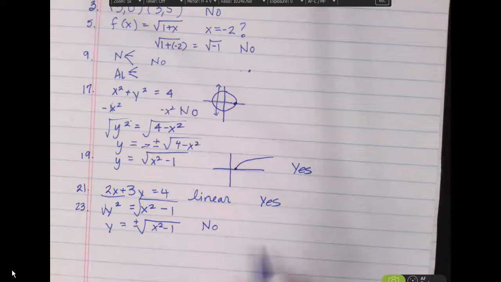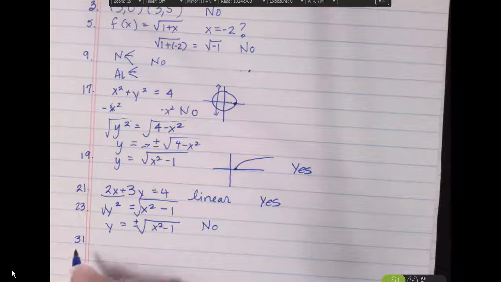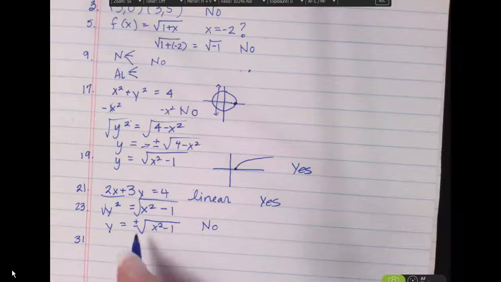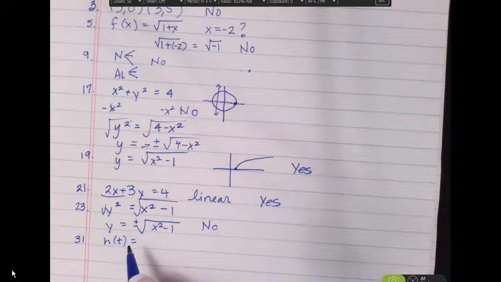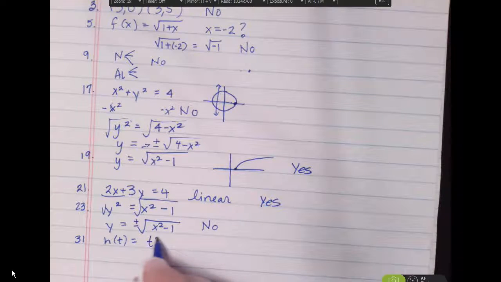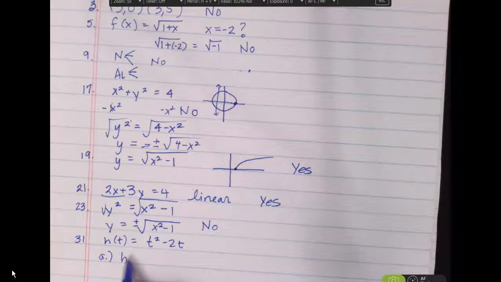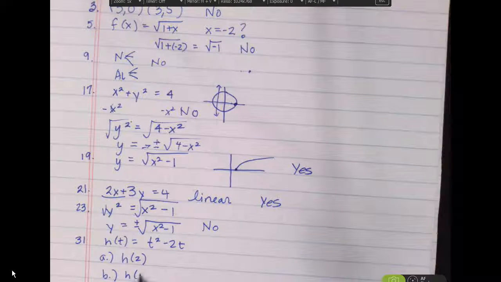so that is not a function. For number 31, the instructions say evaluate the function at each specified value. So my function is h of t, and h of t equals t squared minus 2t, and we're looking for h of 2, h of 1.5, and h of x plus 2.